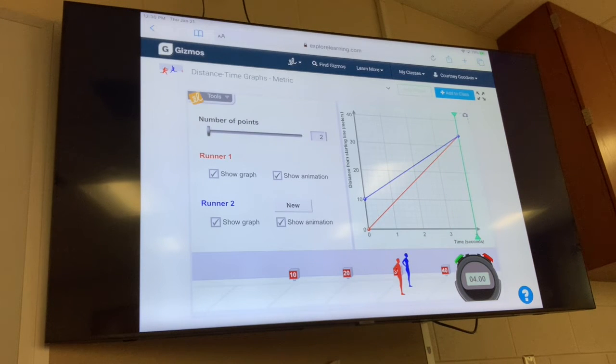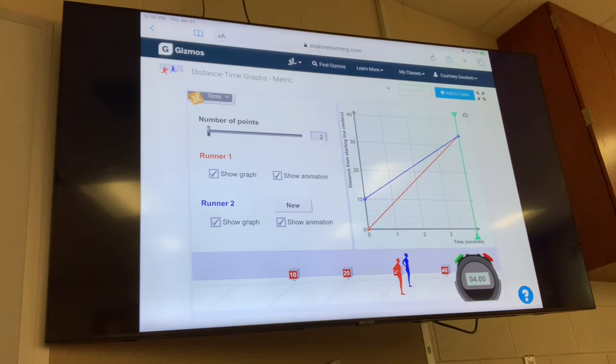Which runner was going faster there? Red's going faster, right? Because by the time they get to 4 seconds, by the time they've been running for 4 seconds, what happened to that head start? It's gone, right? Red runner has caught up to blue runner. So if they're going to catch up, they must have been running faster.